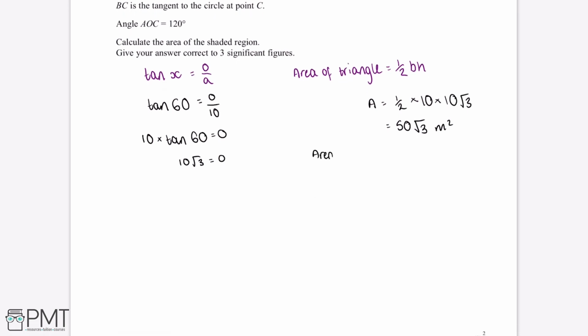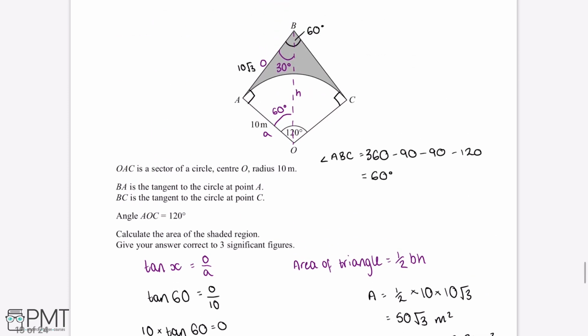So we'll want to double our value for the area of the triangle, and if we put this into our calculator, this gives us a value of 173.21 metres squared. Now the next part of this question is working out the area of this sector.